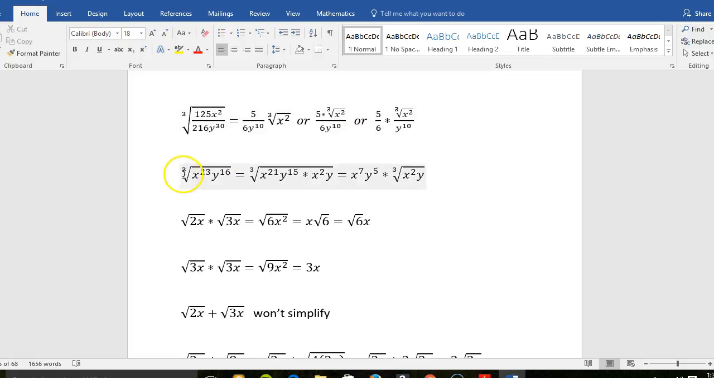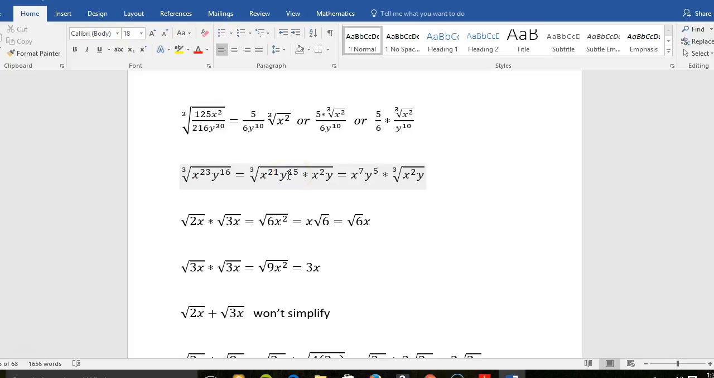Anyway, now let's look at this one. The cube root of x to the 23rd times y to the 16. Well, now 3 won't go into either of these. So we need to find the biggest multiple of 3 that is smaller than each respective exponent. For each letter, we find the biggest multiple of 3 that is smaller than the exponent that goes with that particular letter. So for x, it's to the 23rd power, so 21 is my biggest multiple of 3 that is smaller than 23. And for y, on the other hand, 16, 15 would be my biggest multiple of 3 that is smaller than 16.